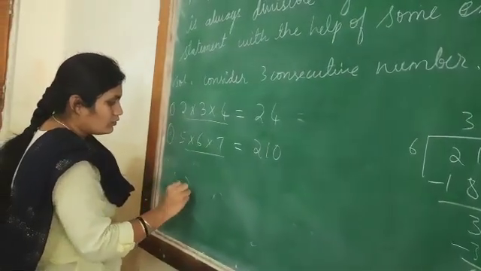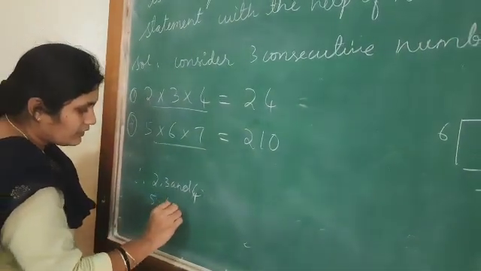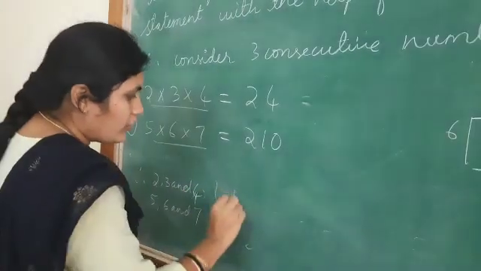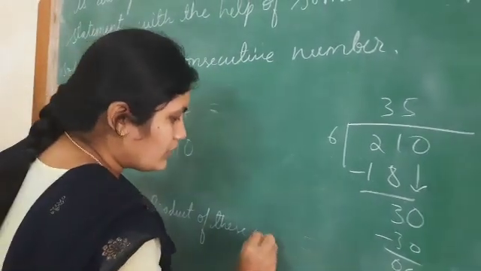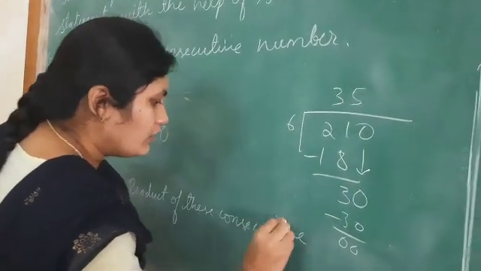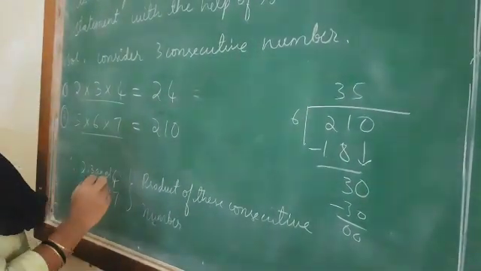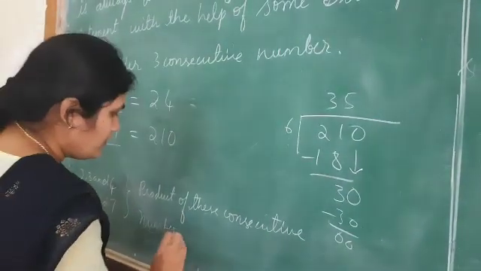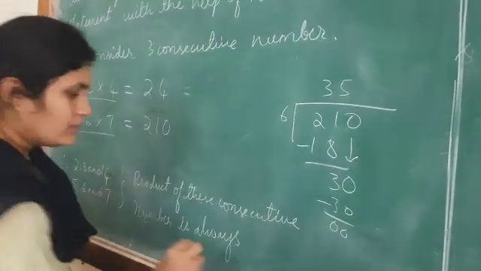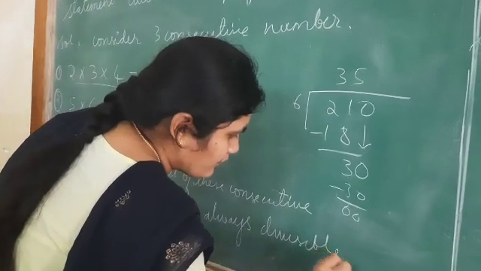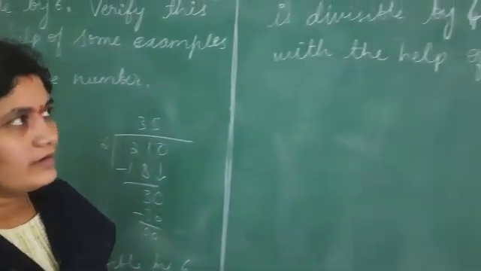Therefore you can write 2, 3 and 4; 5, 6 and 7. The product of these consecutive numbers is always divisible by 6. Now let me move on to the next problem.